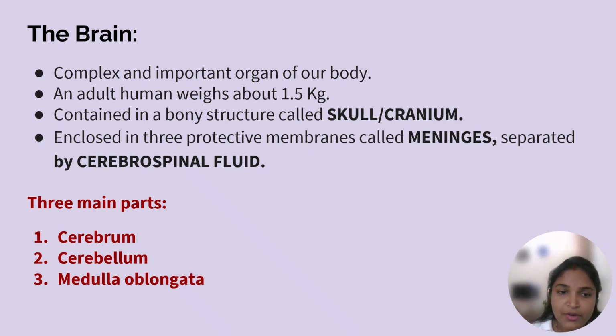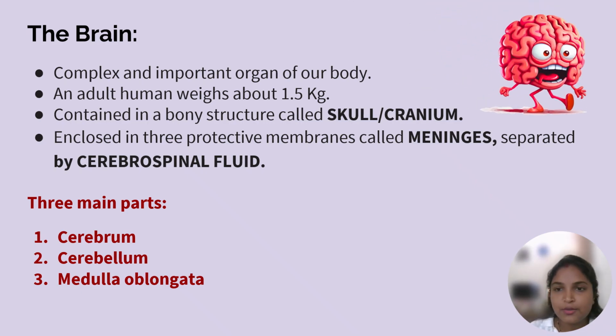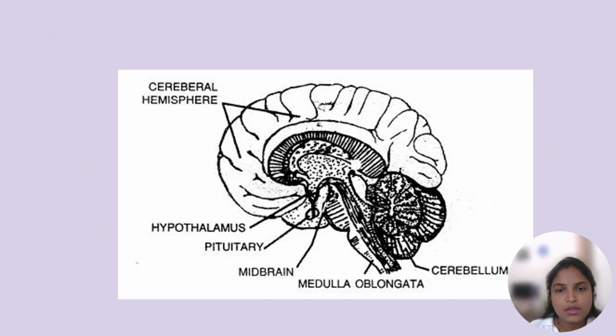Cerebrum is different, cerebellum is different, and medulla oblongata is different. The major portion of the brain is taken by the cerebrum. Cerebellum is the smallest, a leaf-shaped structure, and the medulla oblongata continues as the spinal cord. Now this is the diagram of the brain, and in the previous slide we learned that the brain is divided into three main parts: cerebrum, cerebellum and medulla oblongata.